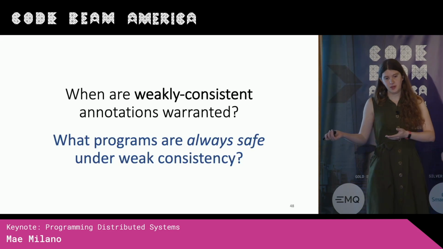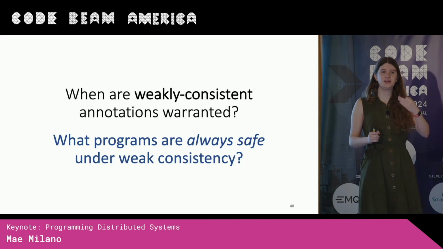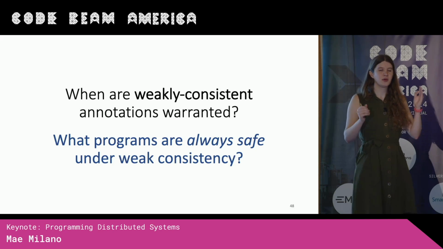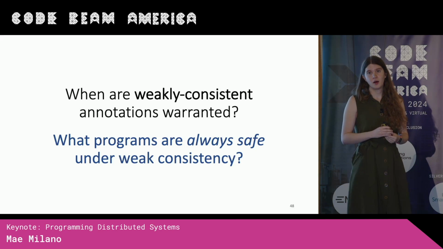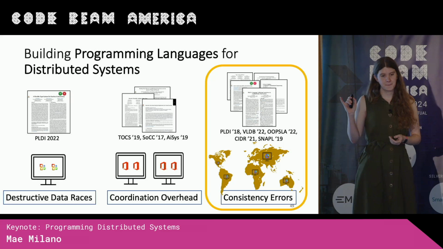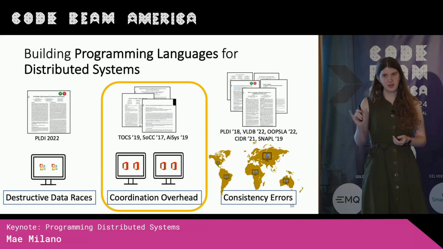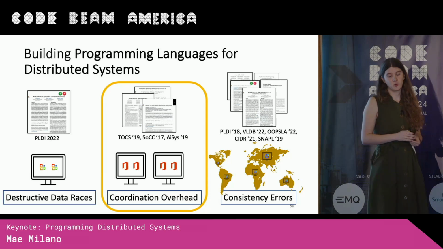To put that differently, is there a way that we can help? Is there a way that we can identify a class of programs that will always be correct under weakly consistent observations or weakly consistent operations? And this is going to be the next batch of papers I talk about, which will use this to handle coordination overhead.